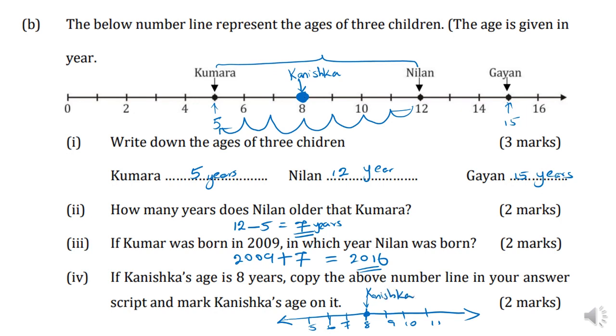Actually, because I don't have enough space here, I'm not writing this fully. They have asked you to copy the above number line. That means you have to copy all the number line properly and use a ruler and pencil, copy this number line, mark 8 on this number line and write Kanishka for that.